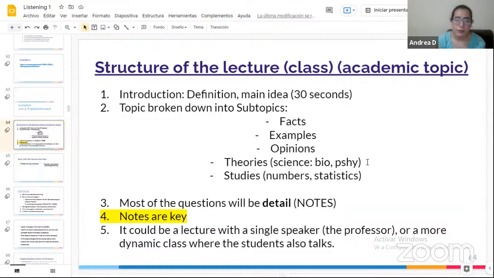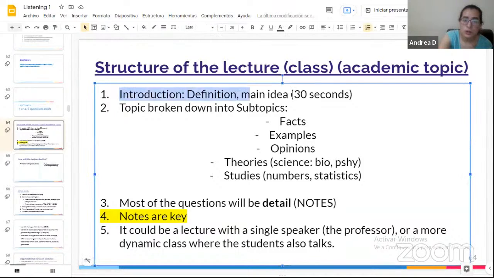Okay, so what I was saying about the lectures. Now, if you're wondering how the structure of this lecture is, I think that's the most important part. Well, at the beginning, you will have a short introduction. So the professor will walk into the class and start explaining what the topic will be. So there's the introduction. You may have sometimes a definition. The main idea of the topic will be explained there.